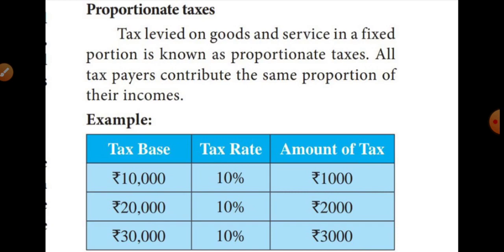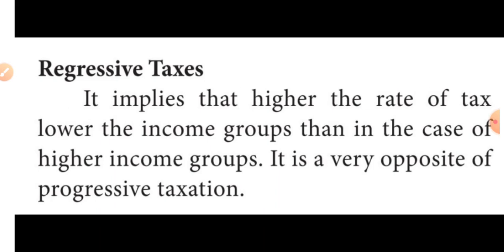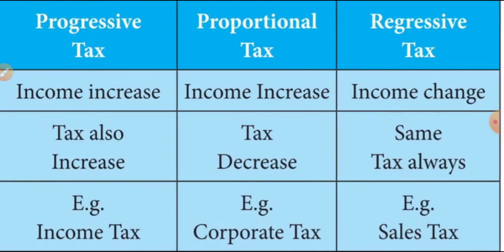That means the same amount of taxes always. The higher income groups also pay the same tax always. That is called regressive tax. The progressive tax means as income increases, tax also increases, for example, income tax. Proportional tax means income increases, tax rate stays the same, which is the model of corporation tax. Then regressive tax means when income changes, the tax stays the same always, for example, sales tax. Okay, these are the things we learned in this class.